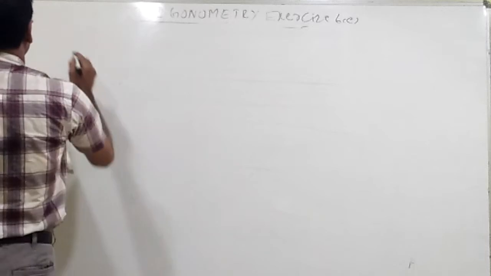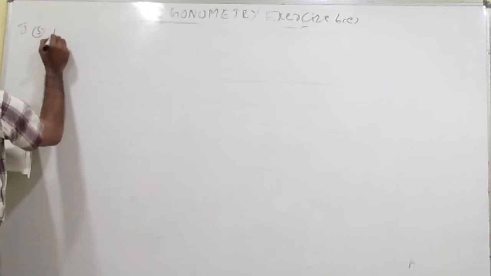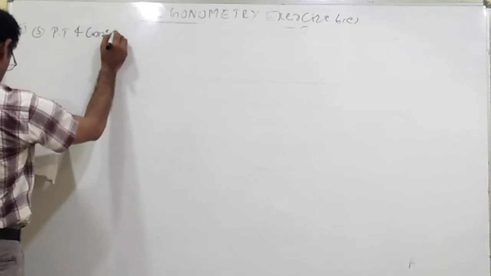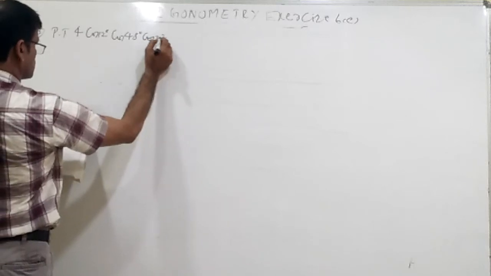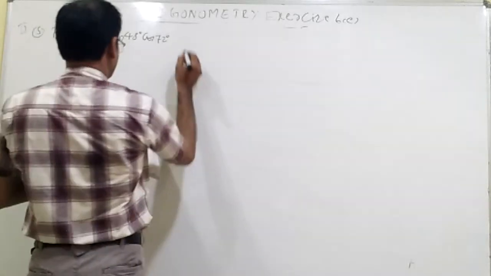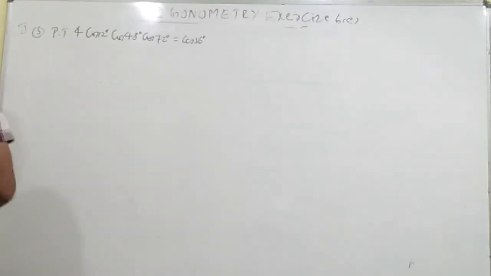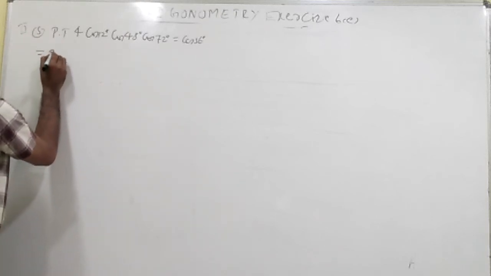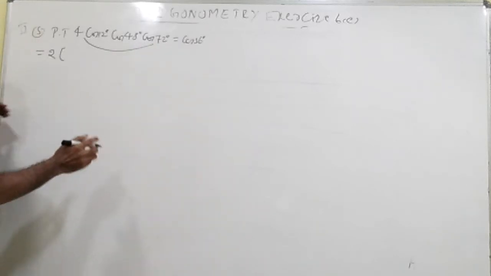Roman number 2, fifth question. Prove that 4 cos 12 degrees cos 48 degrees cos 72 degrees is equal to cos 36 degrees. 12, 72, how much? 84. Anyhow, of course, okay, write like this: 12 and 48.